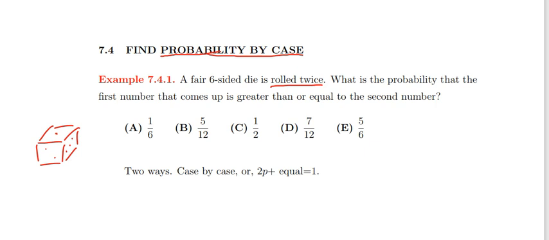So if we roll this die twice, the first one can be 1, 2, 3, 4, 5, 6. The second one also could be 1, 2, 3, 4, 5, 6. So the question is, what is the probability that the first number is greater than or equal to the second number?